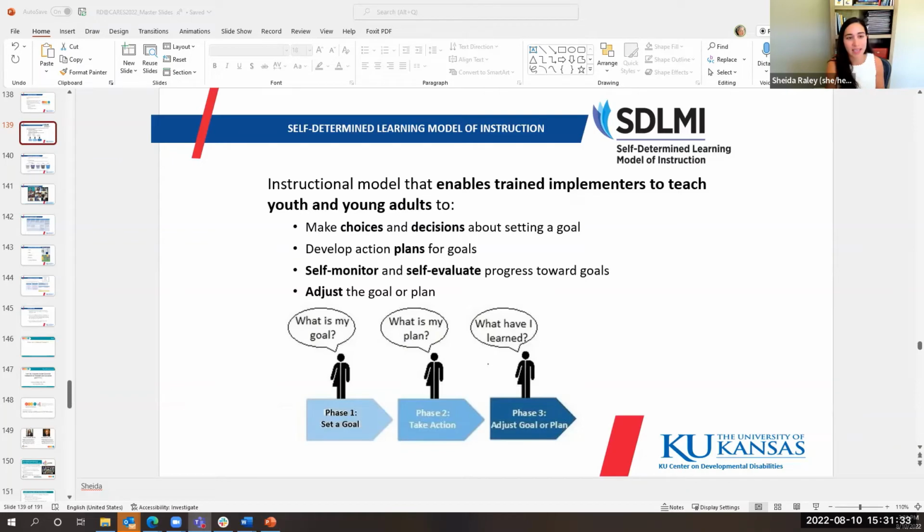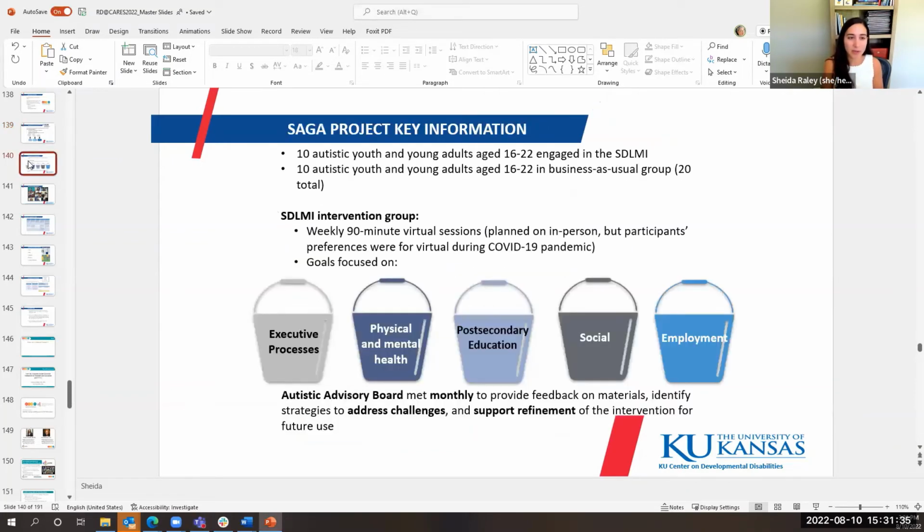Next slide. In the Saga project, we recruited 10 autistic youth and young adults between the ages of 16 to 22 to engage in the SDLMI, and then also a group of 10 youth and young adults in a business as usual group to identify the impact of using the SDLMI versus the traditional transition specific supports that they receive in school or in other contexts. We planned for in-person implementation, but the preference from our participants was for virtual engagement because this was during a challenging time during the pandemic.